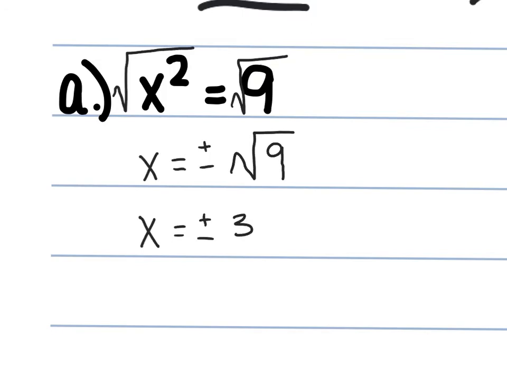3. Wait, so do we have to show the second step? Which second step? X equals plus or minus the square root of 9. I would. You need it. In terms of homework, as soon as you take the square root, you must make it plus or minus at that point. No, but all I wrote was, I saw that and I just wrote x equals plus or minus. So here's what I'm saying.